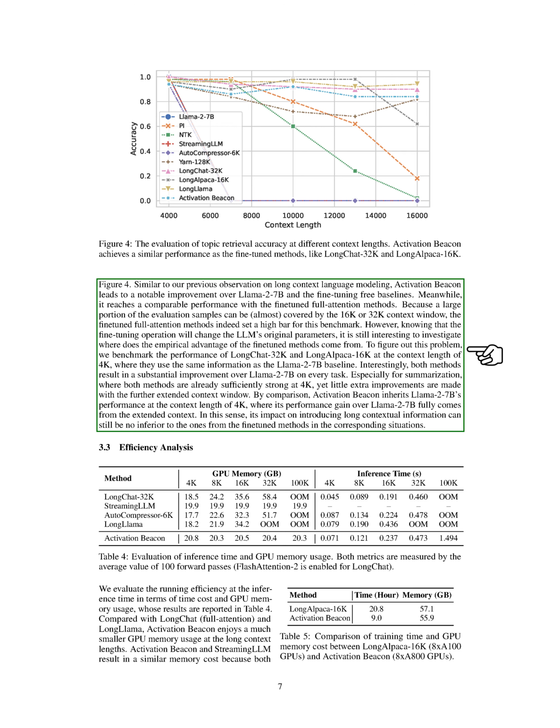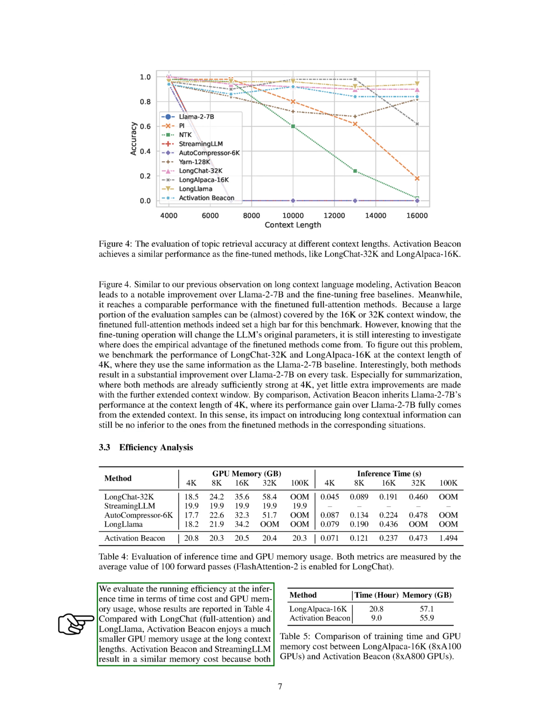We were curious about the source of the fine-tuned model's empirical advantage, given that fine-tuning alters the original parameters of the large language model, LLM. To investigate, we compared the performance of LongChat32K and LongAlpaca16K at a context length of 4,000 words, where they use the same information as the Llama 2-7B baseline. Interestingly, both models significantly outperformed Llama 2-7B on every task.